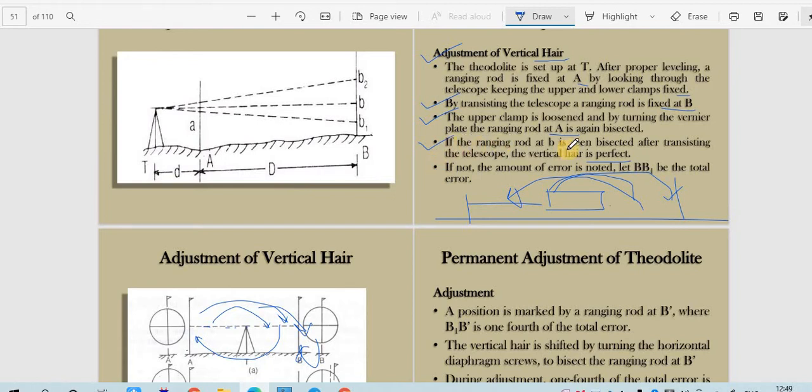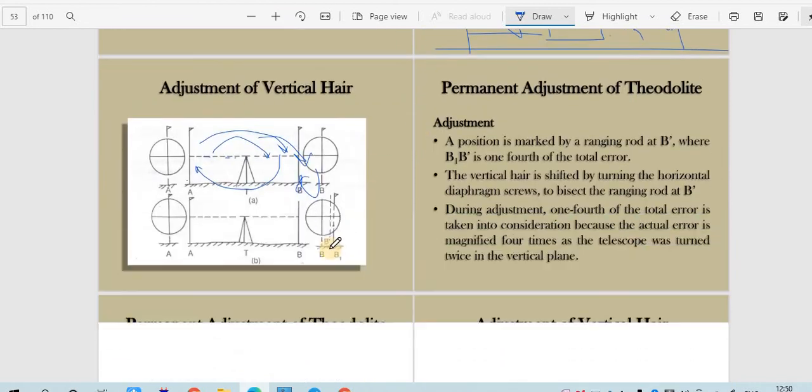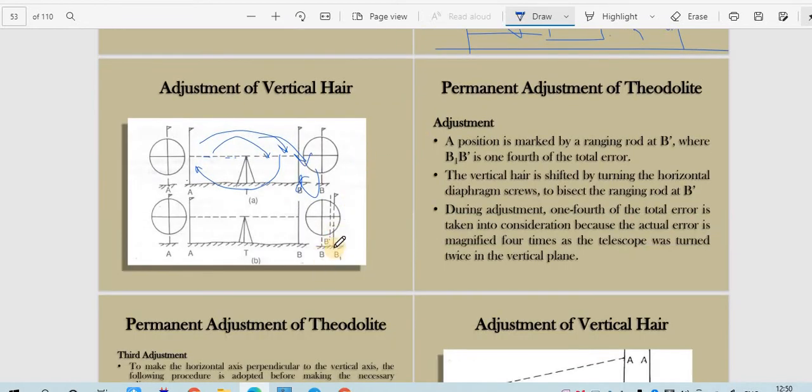So if the ranging rod at B is bisected after transiting the telescope, the vertical hair is perfect and there is no need of any type of adjustment. If not, the amount of error is noted down. If the reading is not coming out the same, the amount of error is noted down, let BB1 be the total error. So suppose the error is coming out to be BB1. This is your first B point, this is your second one, this is your B1.